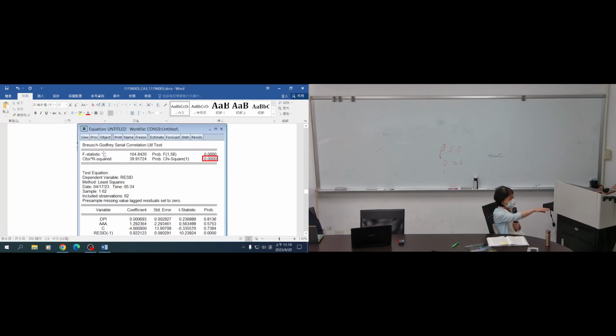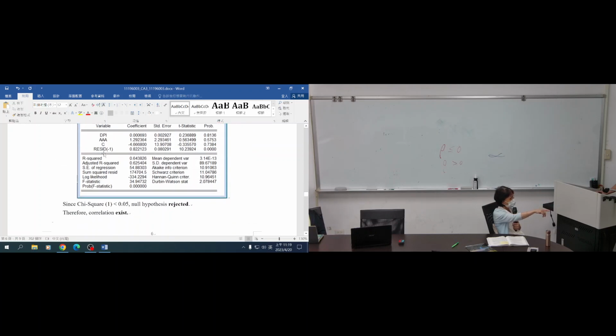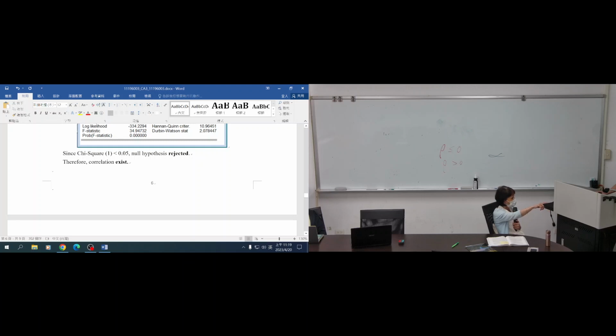Say that conclusion here. So this one, null hypothesis rejected, right? Yes. So there's enough evidence to show the alternative. Then what is the alternative? Serial correlation exists. So it's not just correlation, it's serial correlation. Okay.